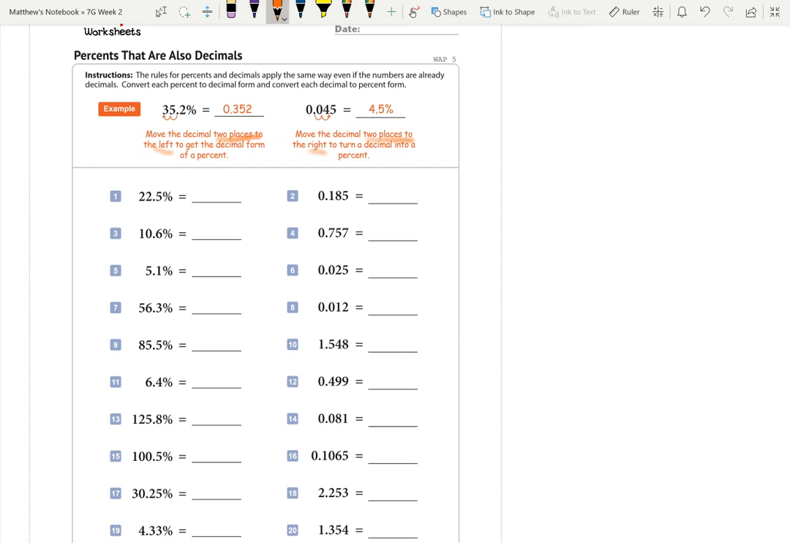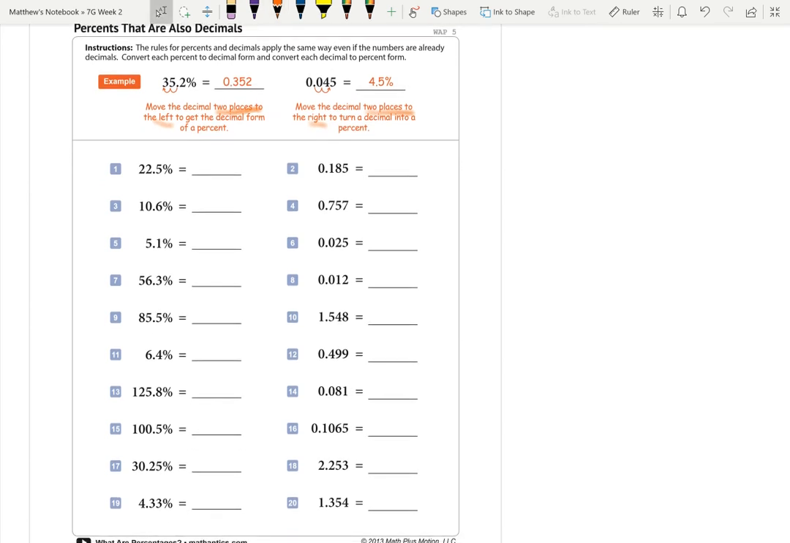All right? So notice we have percentages on the left side of the sheet, and we have decimals on the right side of the sheet. So since I'm going percent to decimal, I need to move it 2 spots to the left, just like we see above. 1, 2. 0.225 or 225 thousandths or 225 out of 1,000.